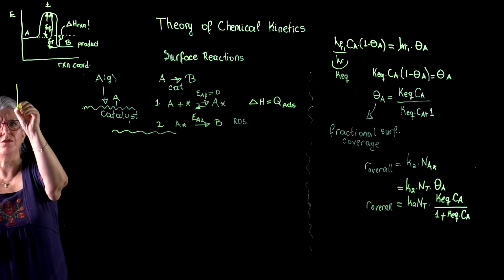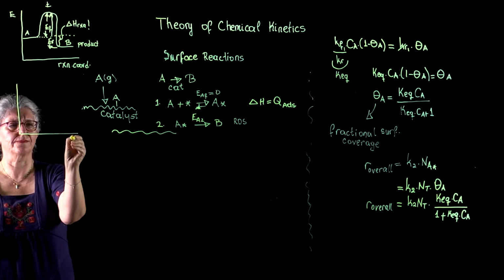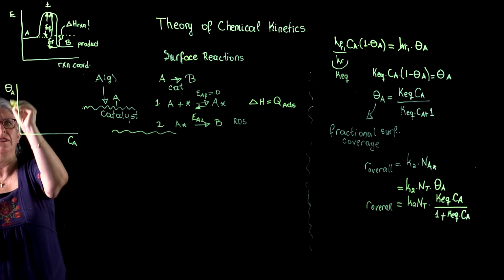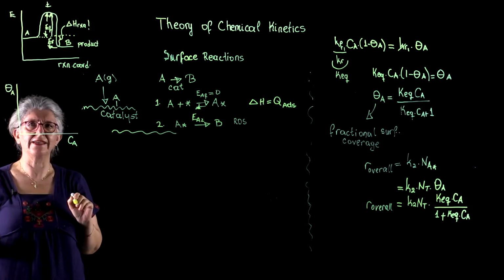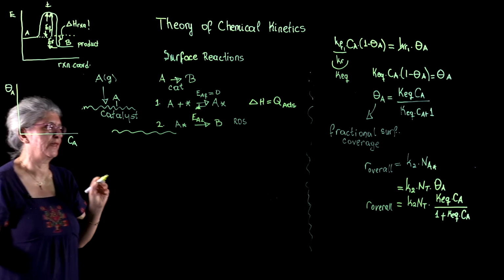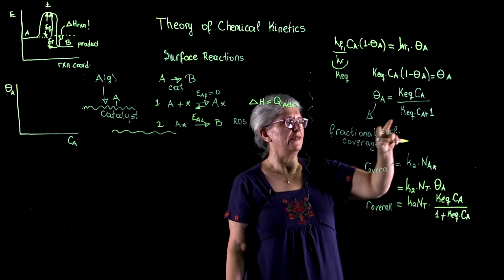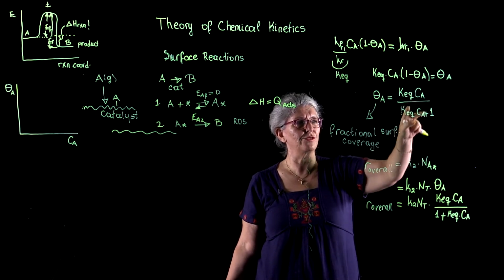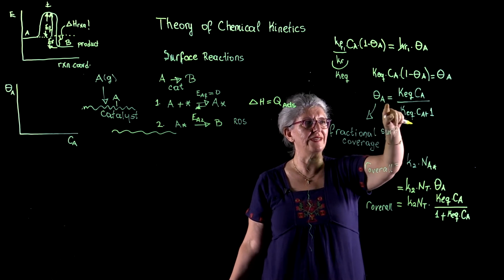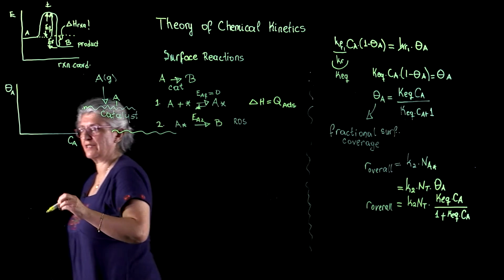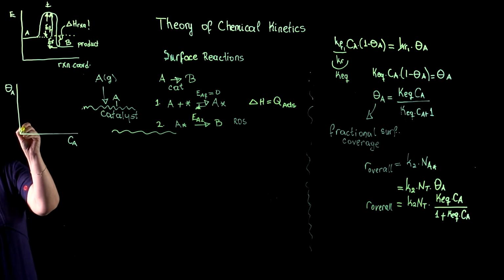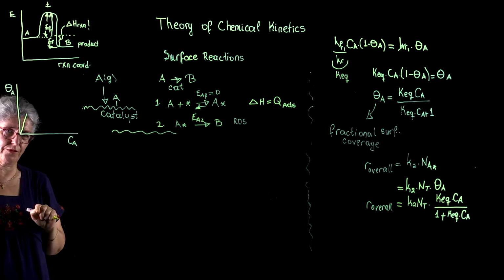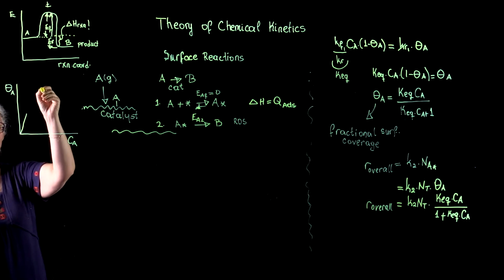The adsorption isotherm, when we plot theta A as a function of C A, has two critical behavioral domains. One domain is when concentrations are very low. When concentrations are very low, this term is very close to zero. So theta A is a linear function of concentration. So we have a linear increase. This domain sometimes is referred to as the Henry's law domain also. Do you remember Henry's law?